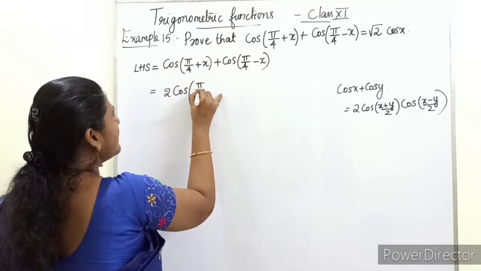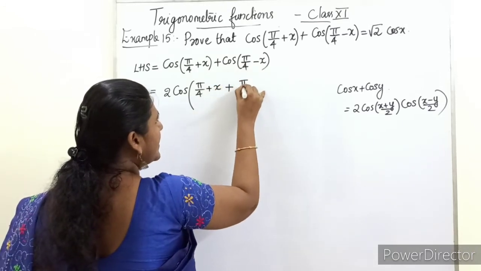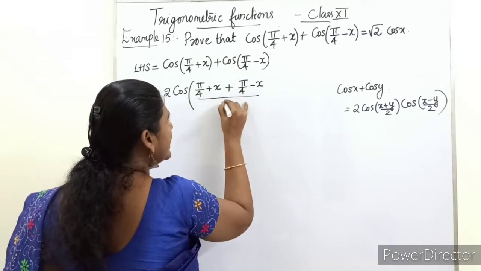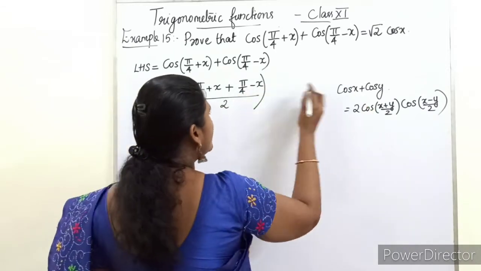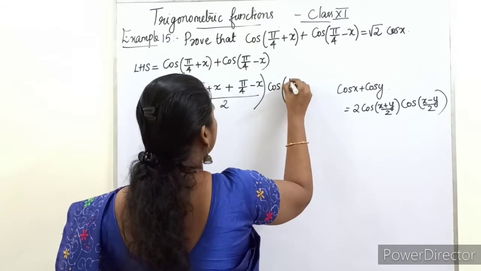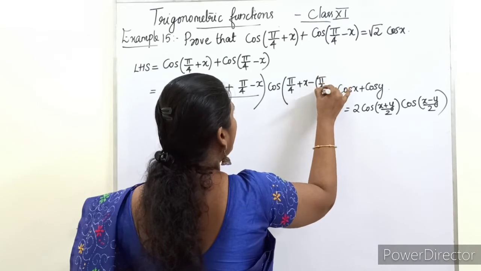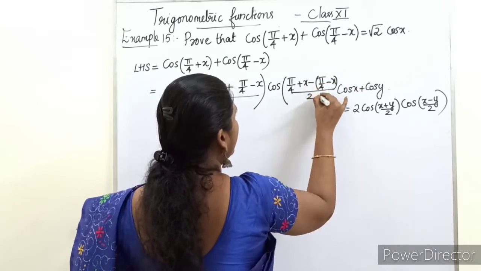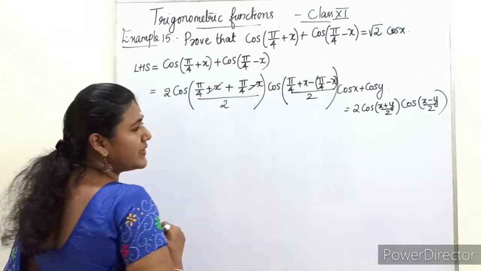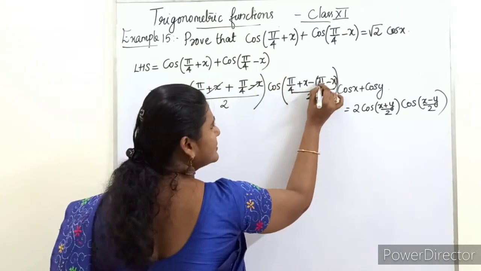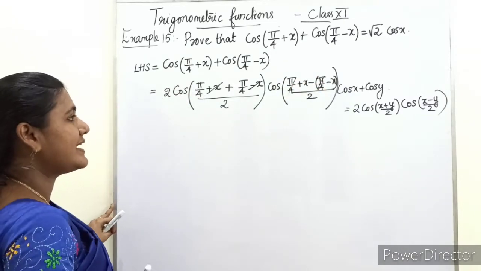So using this formula we will simplify this, that is 2 cos of, what is x here, pi by 4 plus x plus y, that is pi by 4 minus x, divided by 2, into cos of x minus y by 2, that is pi by 4 plus x minus pi by 4 minus x, divided by 2. Okay, now we will simplify this. This plus x and minus x will get cancelled, and here this minus pi by 4 and plus pi by 4 will get cancelled.